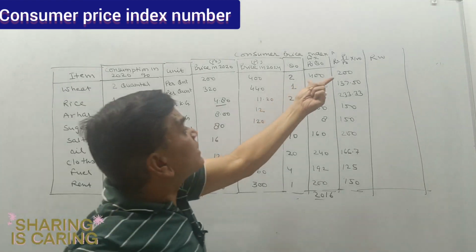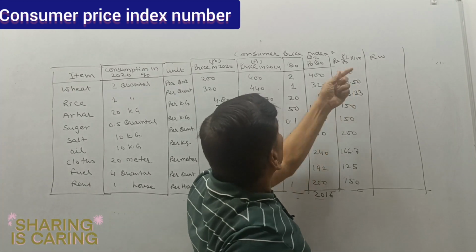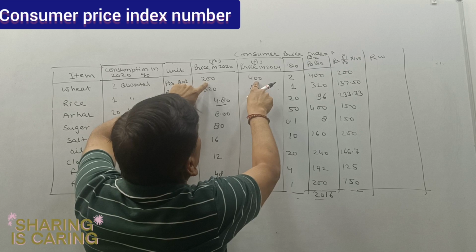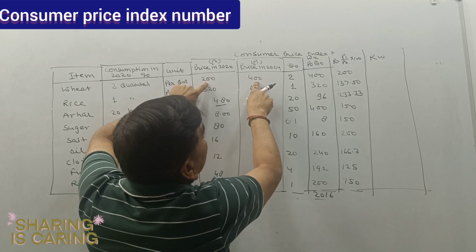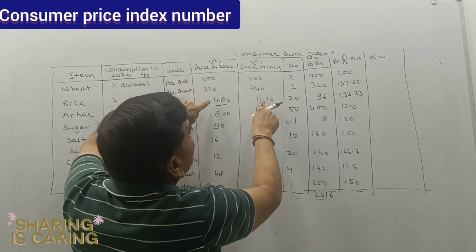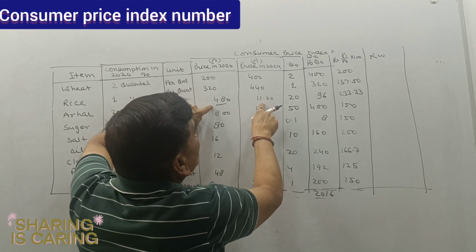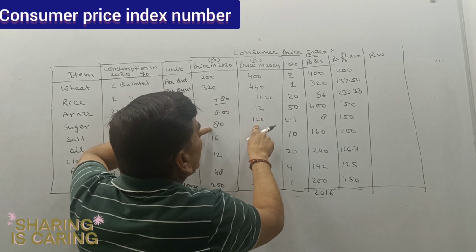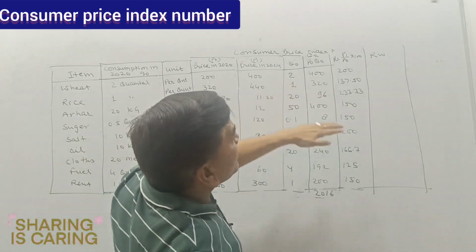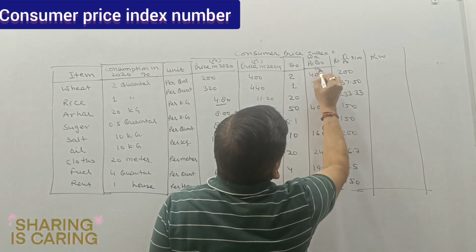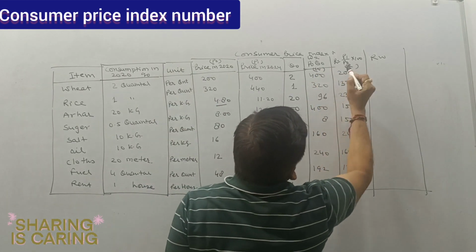So for the family budget method, the very first thing we calculated is the value of R. R is nothing but P1 divided by P0 multiplied by 100, that is 200, then 440 divided by 320 multiplied by 100, 11.2 divided by 4.8 multiplied by 100, 12 divided by 8 multiplied by 100, 120 divided by 80 multiplied by 100. We have calculated these. Now the multiplication of W and R.